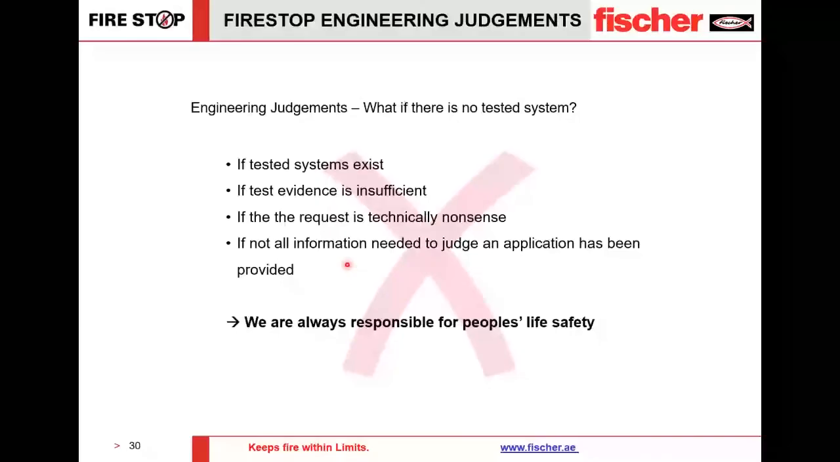EJs cannot and will not be issued by a manufacturer if a tested system exists, if the test evidence the manufacturer holds is insufficient, if the request is technically nonsense, which also sometimes happens, and if not all information needed to judge an application has been provided to the manufacturer. And it's really important that we always keep in mind, whatever we do in fire stopping, we are always responsible for people's life safety.